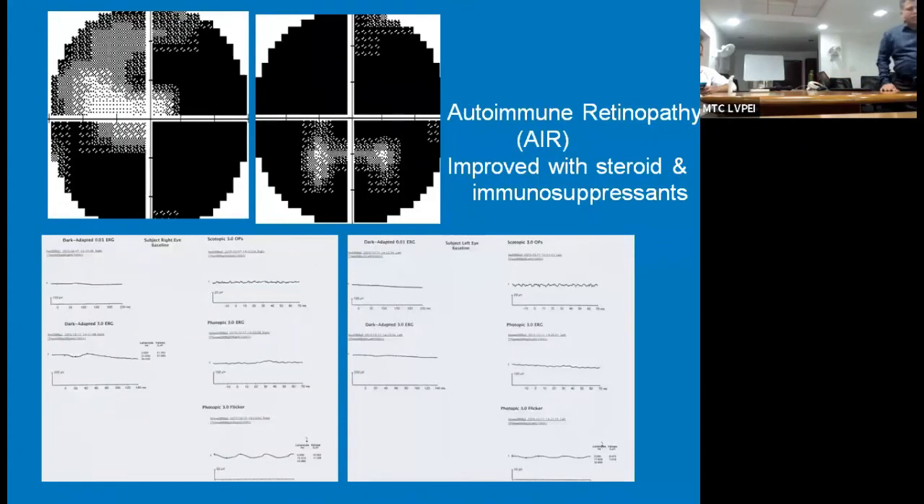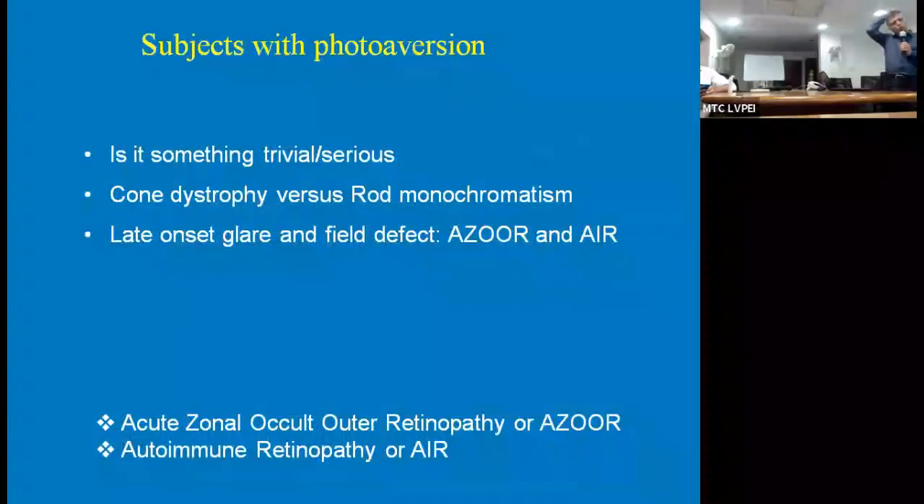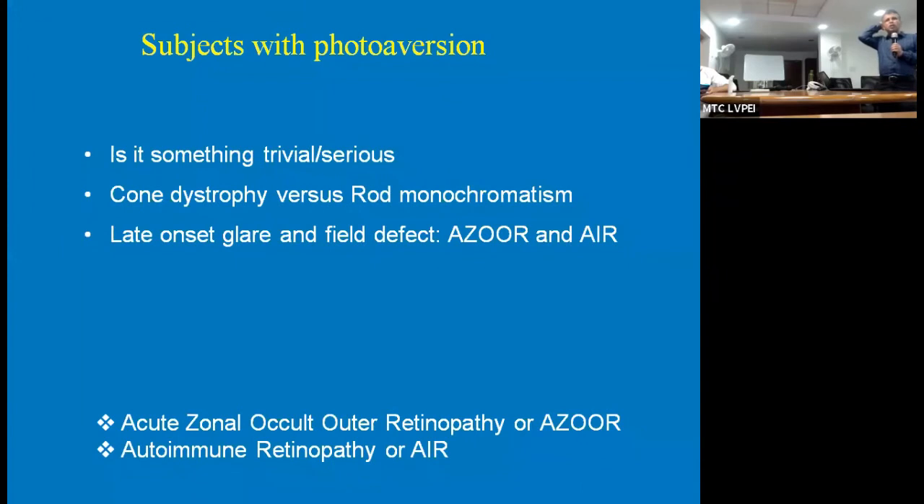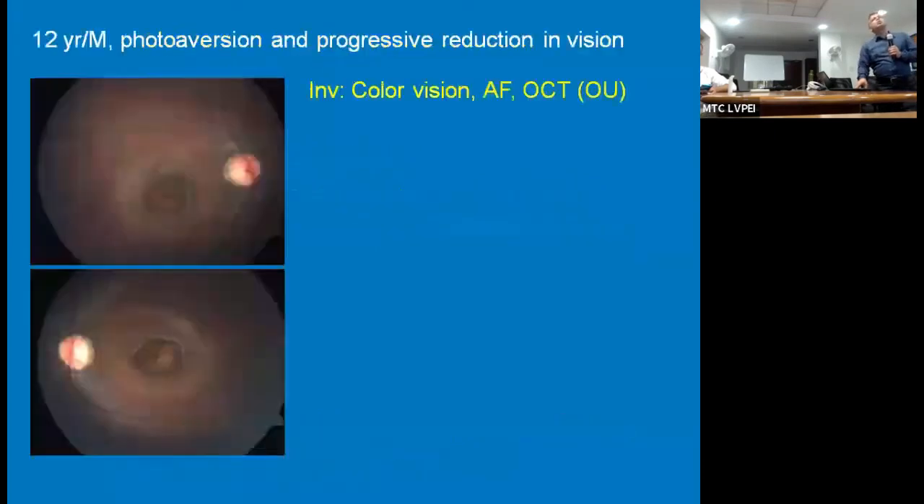So whenever we see a normal or near normal fundus and a patient presenting with photopsia, field constriction, or complaining of photopsia in addition to scotopic response, rule out AZOOR or autoimmune retinopathy, and ERG plays an important role to rule out photoreceptor dysfunction.